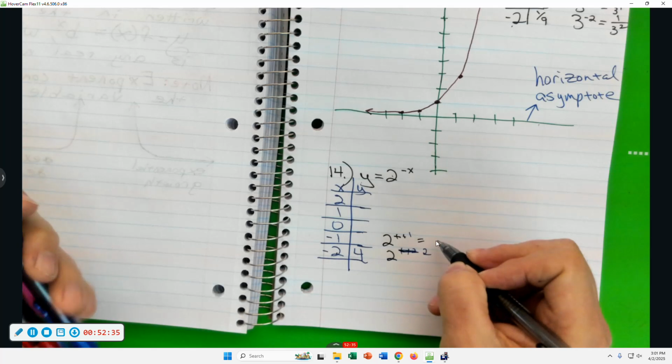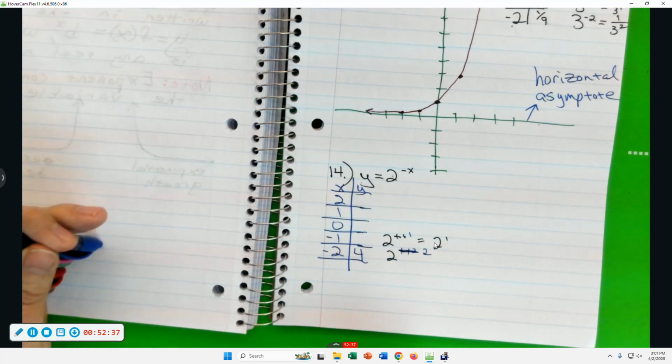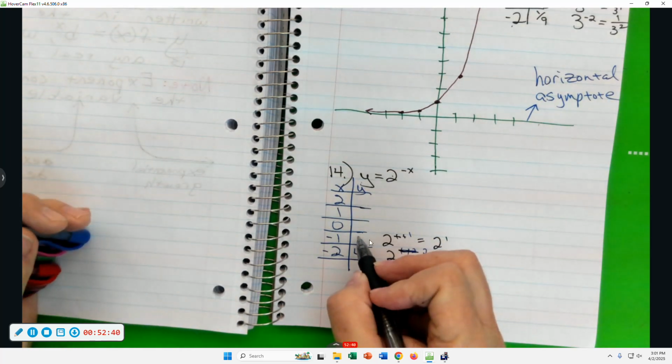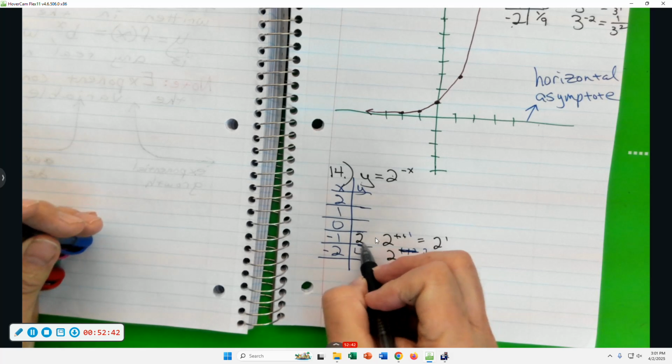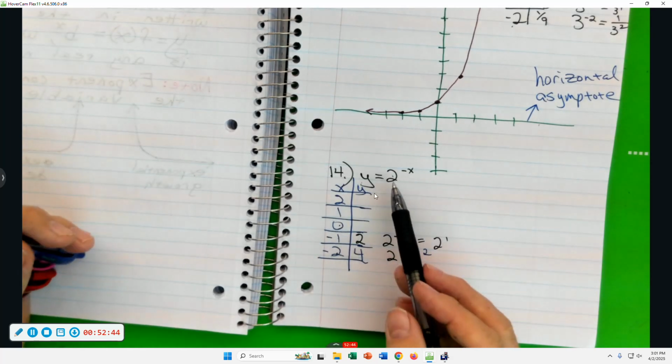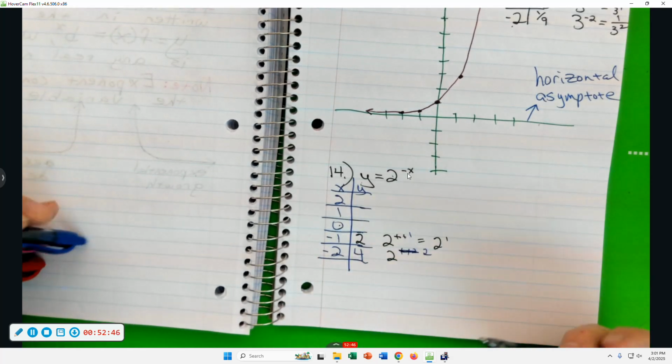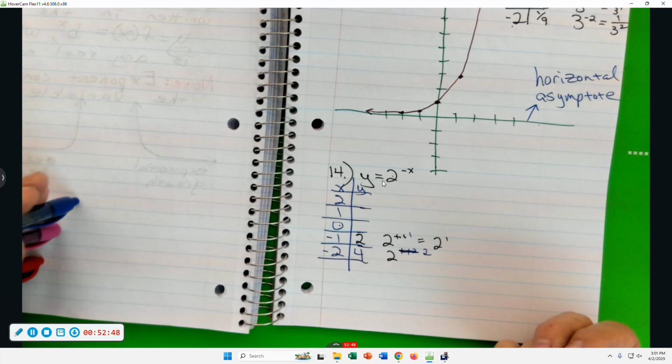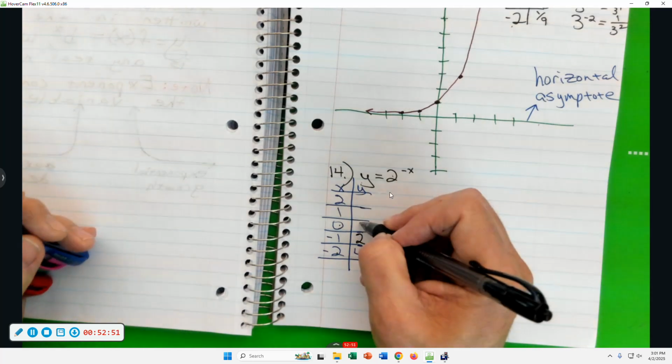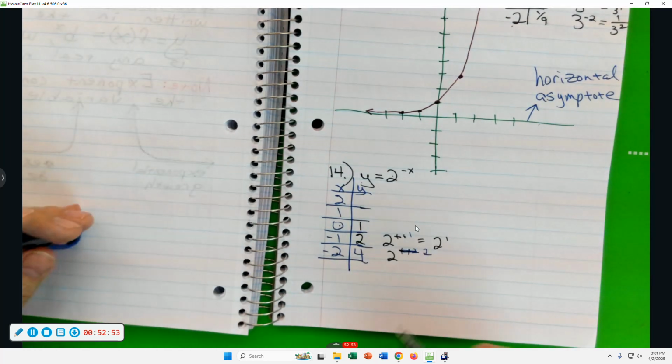Isn't that just going to be a positive 1? 2 to the first power is 2. Now plug in the 0. Well, that's nice. It's just 2 to the 0. We know what that equals. 1. That's our definition of 0 exponent.